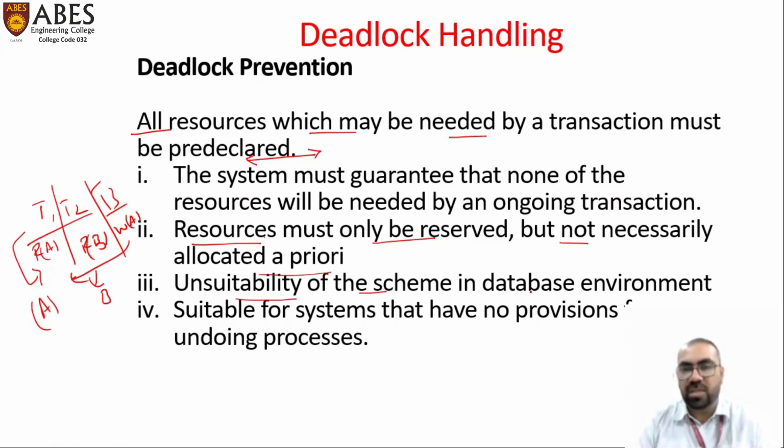The scheme is unsuitable in a database environment, where it can create a problem. It is suitable for systems that have no provision for undoing processes, where undoing does not cause any problem. So the most important point in deadlock prevention is that we need to get all the information prior, which is not suitable for all kinds of transactions.